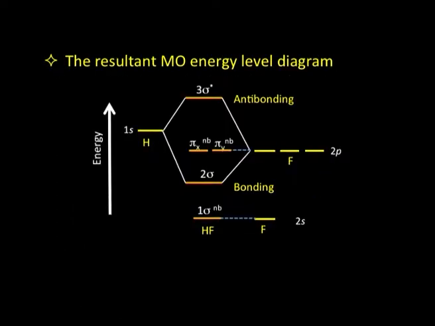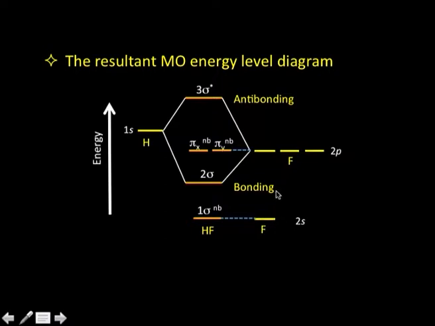So, what do we get from here? We get the following molecular orbital energy level diagram. Let us understand this now. Let us see how what we discussed so far translates into this diagram. We said that the 2s and 2p orbitals are of lower energy as compared to that of the 1s orbital of hydrogen. That is how it is shown over here.